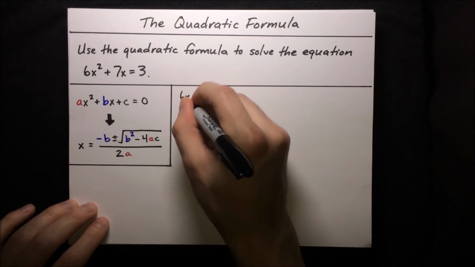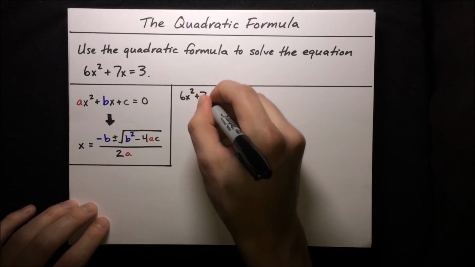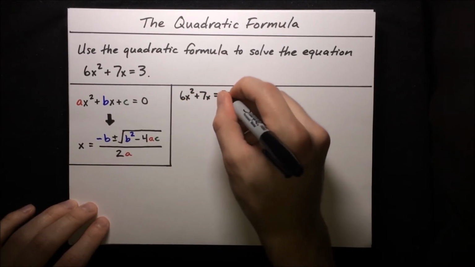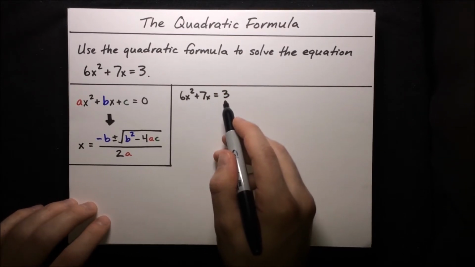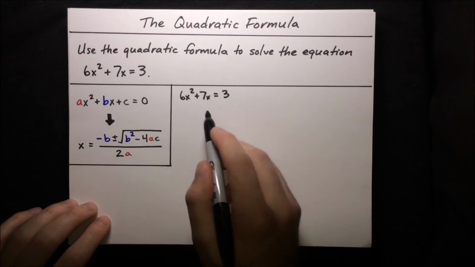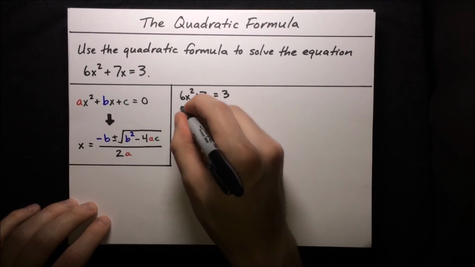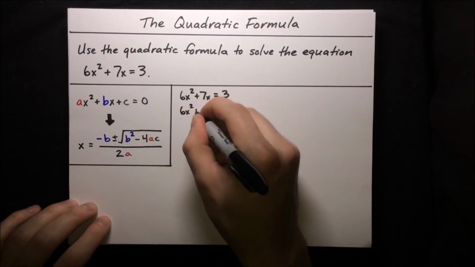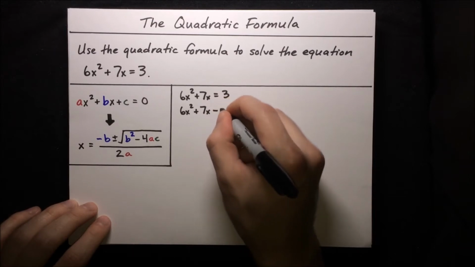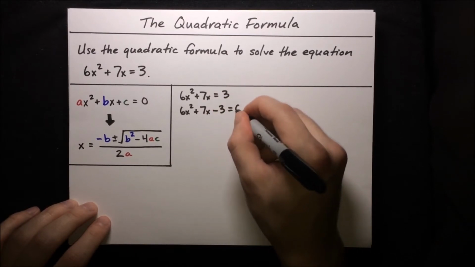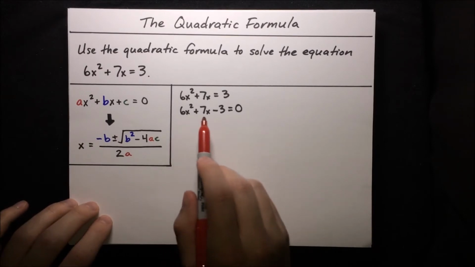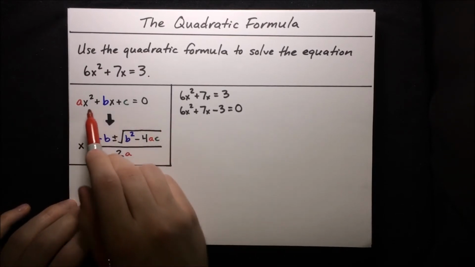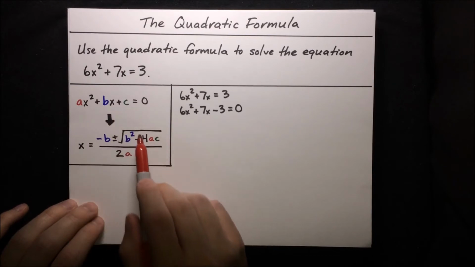So 6x squared plus 7x equals 3. What can we do to get that right-hand side to be 0? Well, we can just subtract 3 from both sides. So let's do that. Subtract 3 from both sides, get 6x squared plus 7x minus 3 equals 0. Great, so now this is in the form that we want, and let's just write this down again, color coding according to what coefficients we're talking about here.